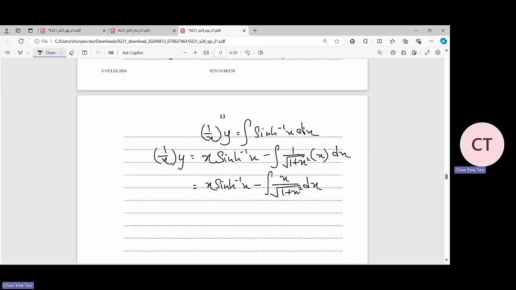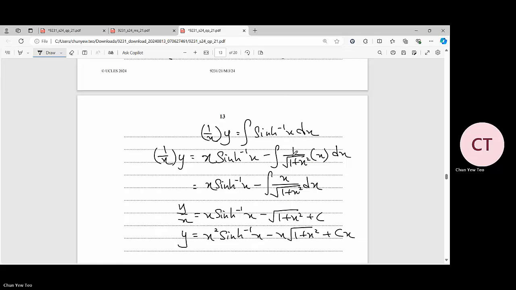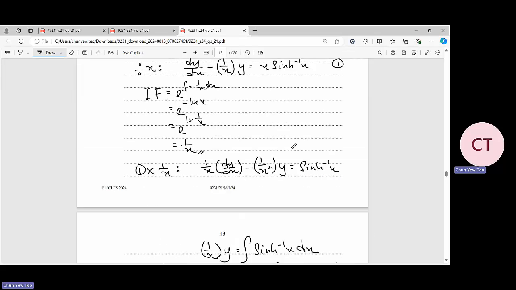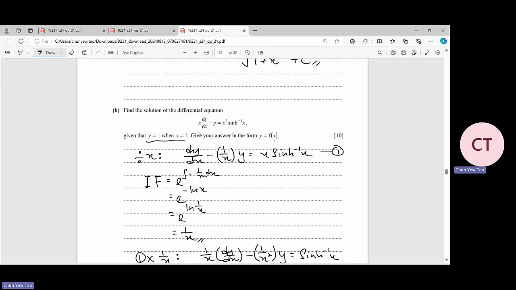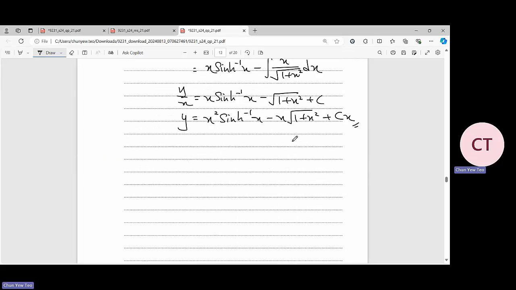So from part A, we already know the result. The result for this one will be square root of 1 plus x squared plus c. So your y is equal to x arcsine of x minus square root of 1 plus x squared plus cx. Now we need to find the c, because what we have over here is the so-called general solution, because they're giving you the initial value: when x equals 1, y equals 1. So we can use this to find the c.